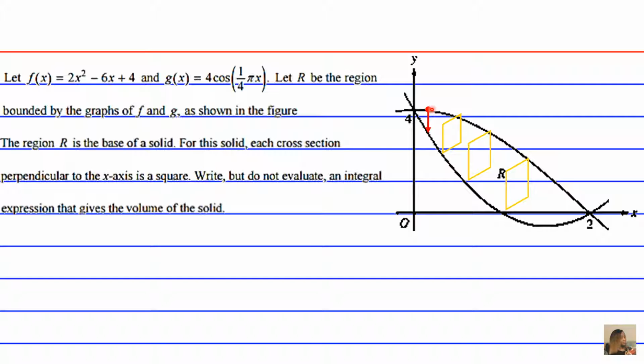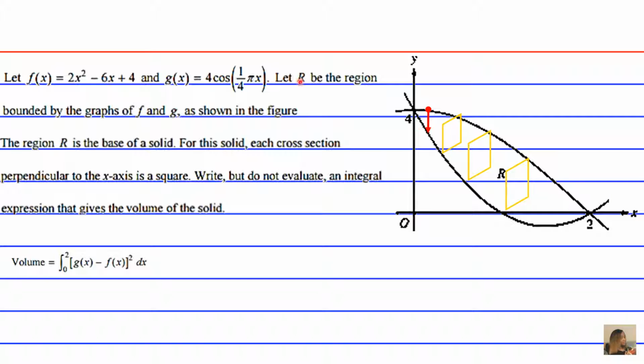And so taking the integral from 0 to 2 is just going to summate all the possible squares in this region R, thus giving us the volume of the overall solid. So the volume is equivalent to the integral from 0 to 2 of g of x minus f of x, because this is one of the sides and the area of a square is a side squared, multiplied by dx, the change in x, which is going to give us our volume, okay?